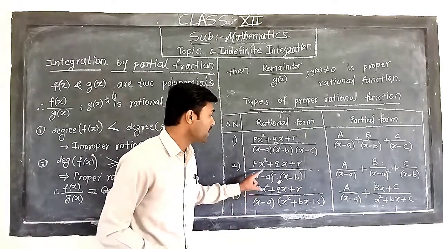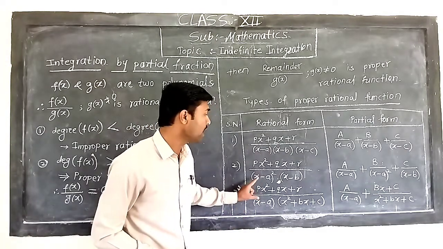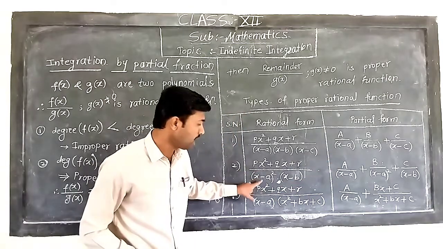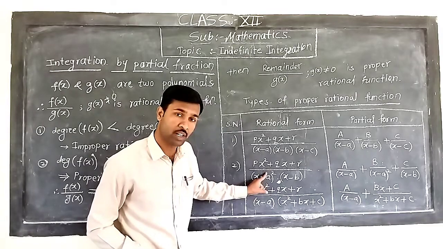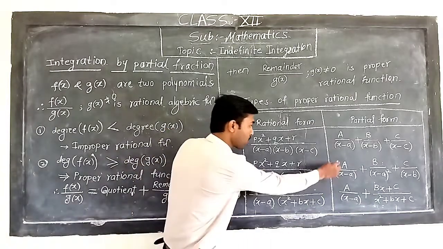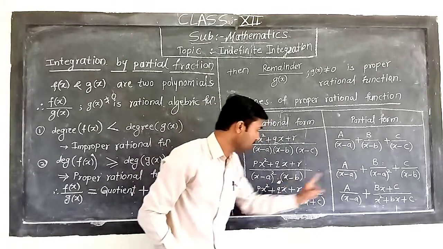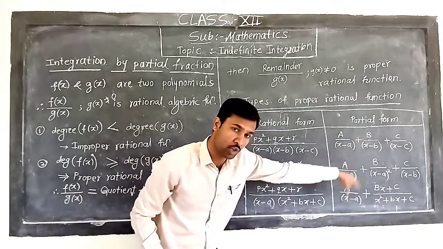And if there are repeated linear factors, then we have to take the partial fraction like this: a upon x minus a, the first term. So I have to write the first constant upon its first factor, that is x minus a, plus the second constant upon its second term, that is x minus a whole bracket square.